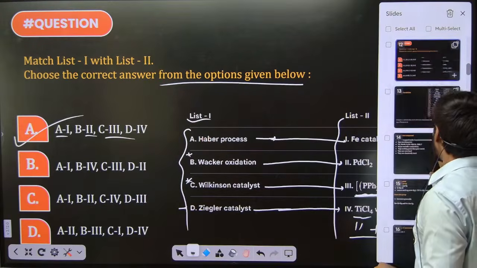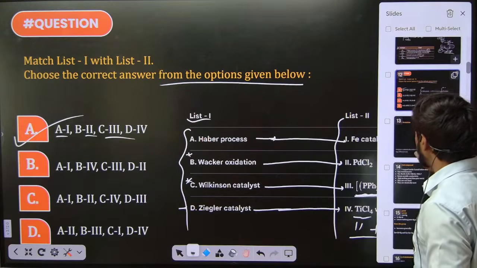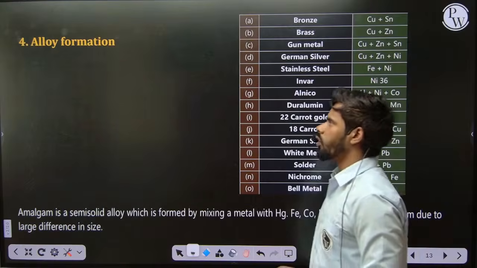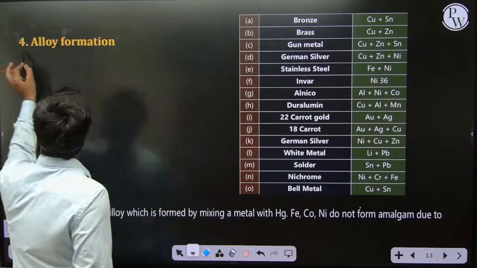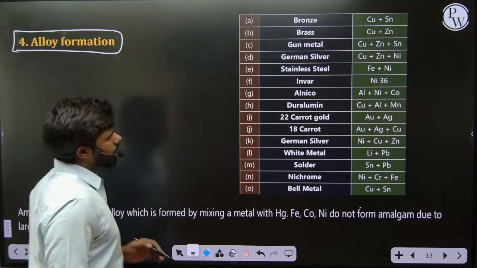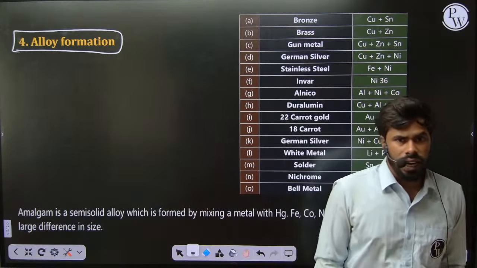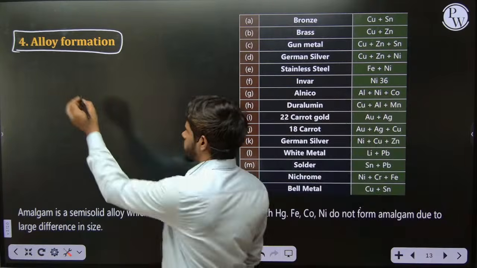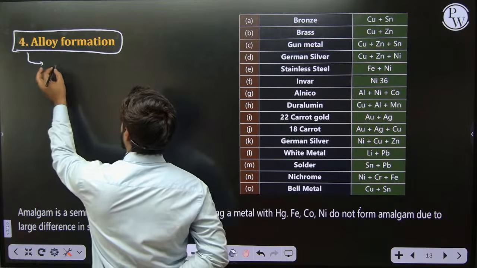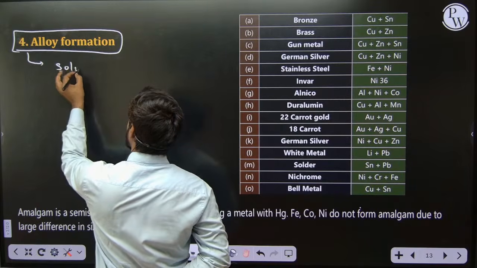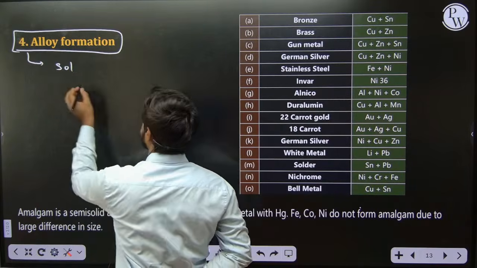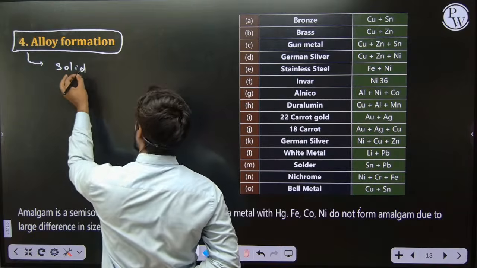Next topic we can take is the fourth property, that is alloy formation. Since the metals have a similar size, they form alloys. And what is an alloy? Basically it is a solid solution, a homogeneous mixture of two solids.